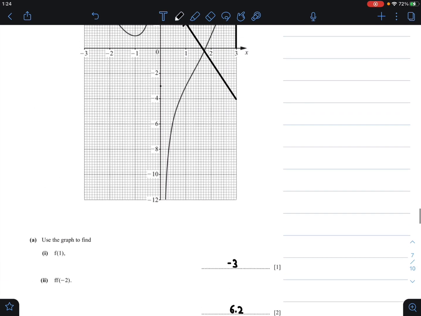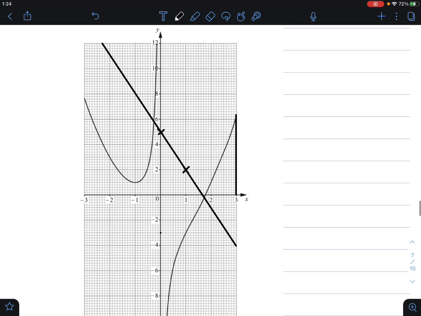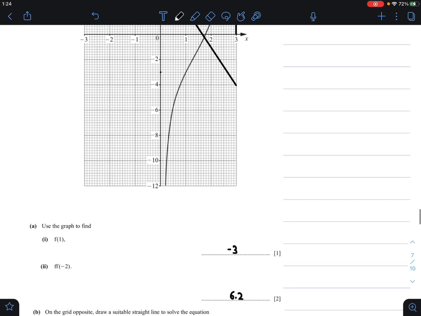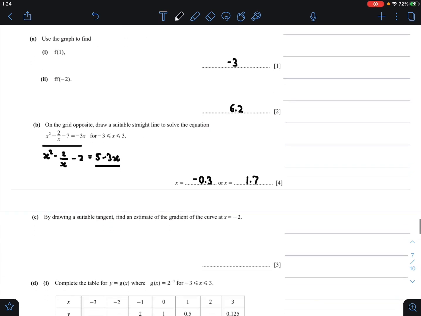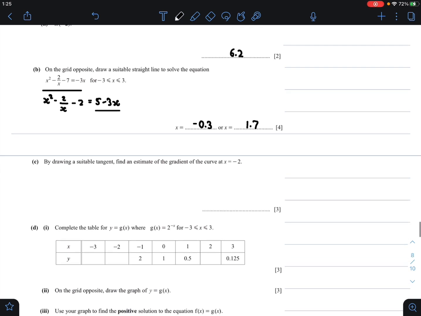1.7, and the other coordinate, as you can see, it intersects the curve right here, so that would be close to 0.12, close to negative 0.3. So you can say negative 0.3. So therefore that will be your final answer for part B of this question. Now let's move to part C.